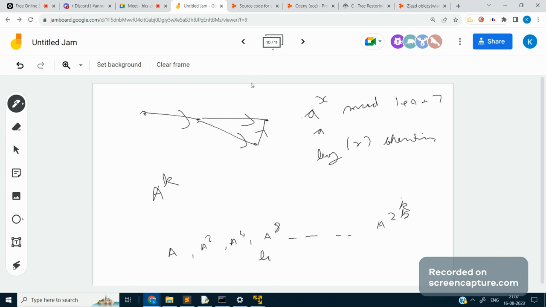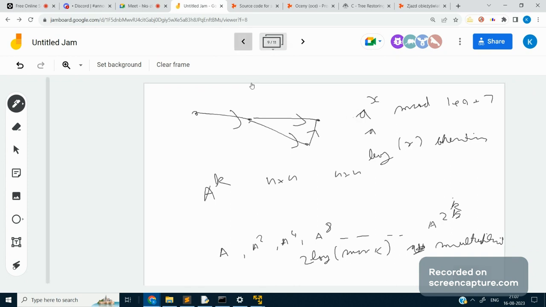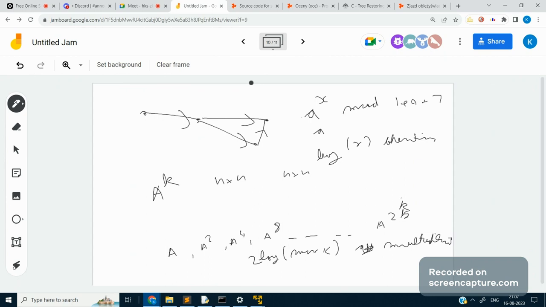So you have to do around 2 log max k multiplications. And each matrix multiplication, since they are n by n matrices, will take n cube time. So this is n cube into log max k.